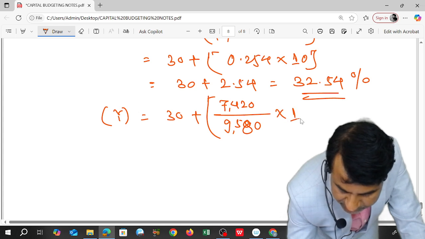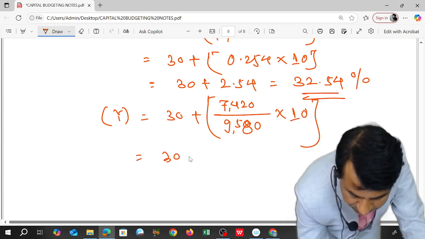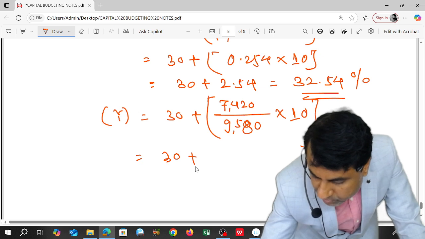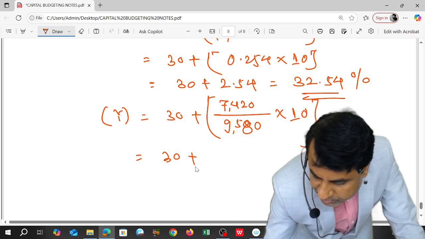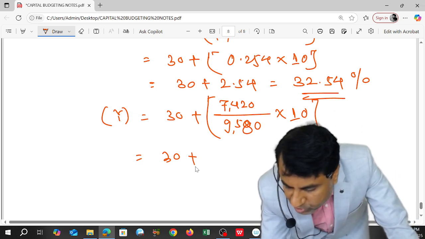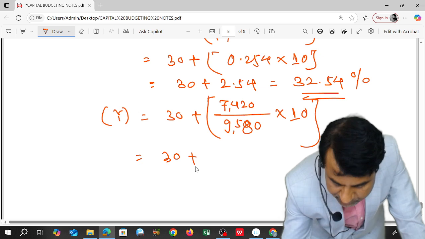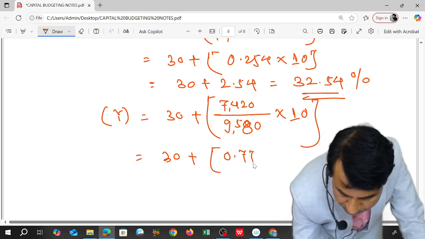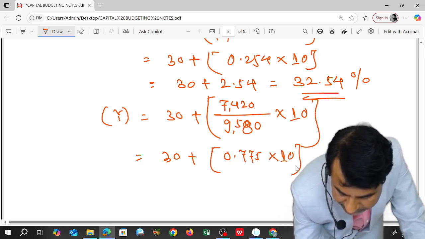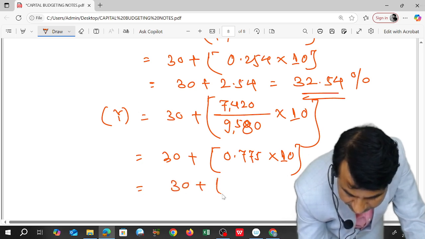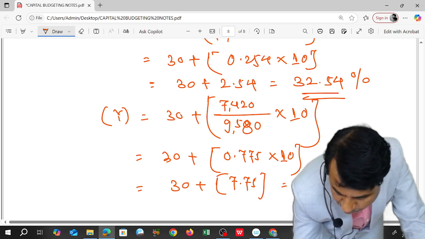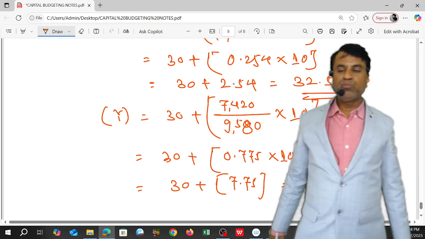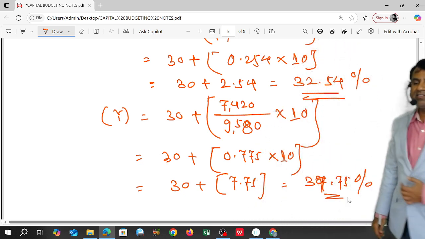9580 multiplied by the difference in rates, which is 10 again. So it is 30 plus 7420 divided by 9580, which is 0.774775, about 0.775. When I multiply by 10, obviously the decimal goes one place ahead, 0.775 becomes 7.75, and hence my answer is 37.75%. So my IRR for X is 32.54%, my dear, and for Y it is coming 37.75%.